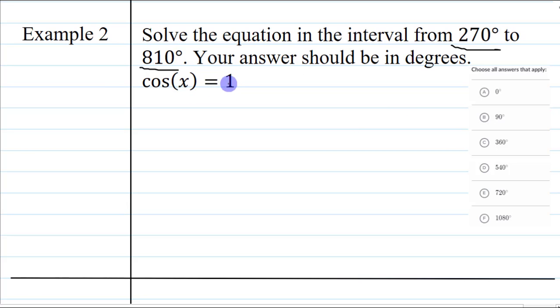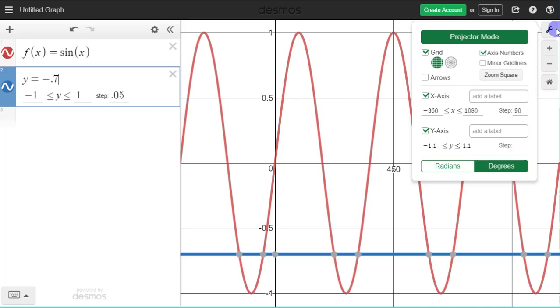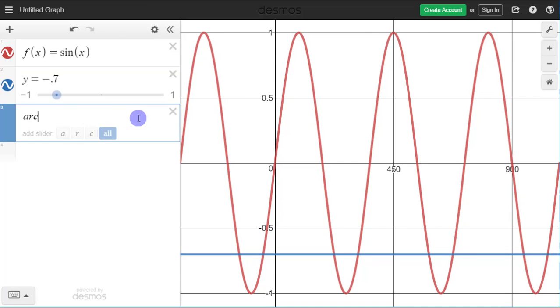Cosine of x is equal to 1, so we're going to take the arc cosine of both sides. Cosine to the negative 1 on the left. It's supposed to be cosine to the negative 1, arc cosine of both sides. So what is arc cosine of 1 in degrees? Let's come over here. What is arc cosine of 1 in degrees? 0. It's a little bit hard to see, but it's 0. Why does that make sense?